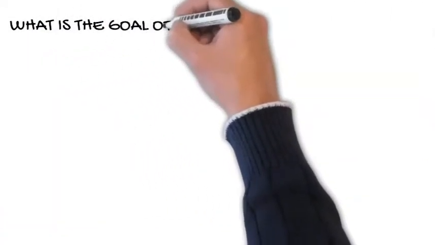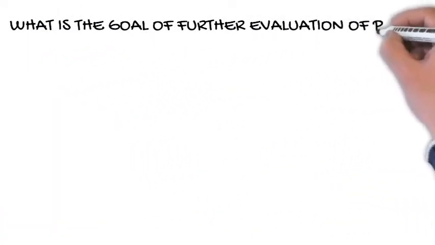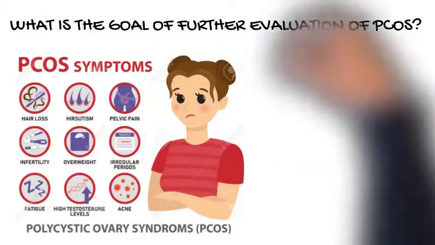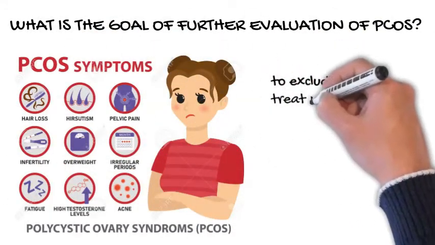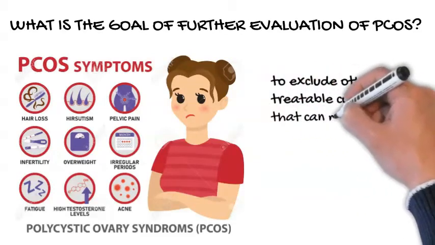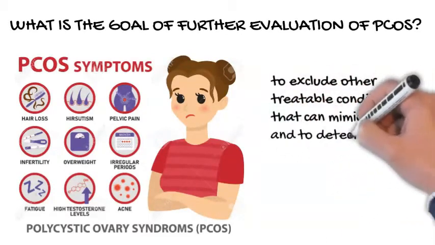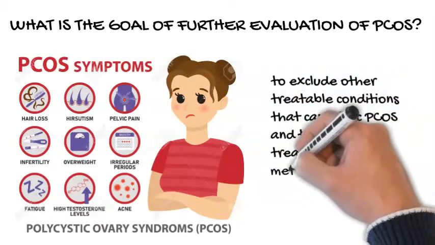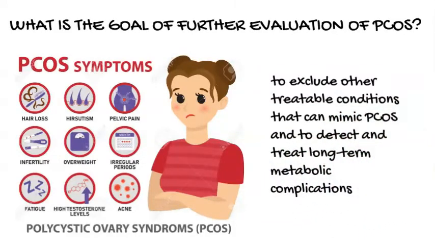What is the goal of further evaluation of PCOS? The goal of further evaluation of suspected PCOS is twofold: to exclude other treatable conditions that can mimic PCOS and to detect and treat long-term metabolic complications.